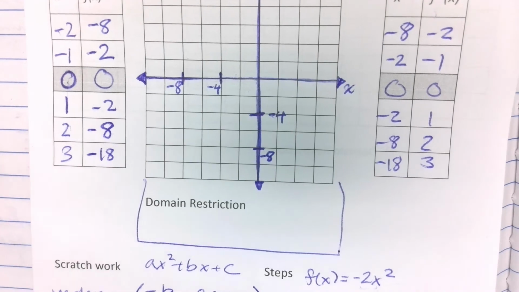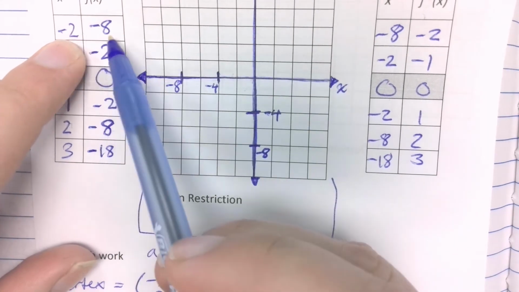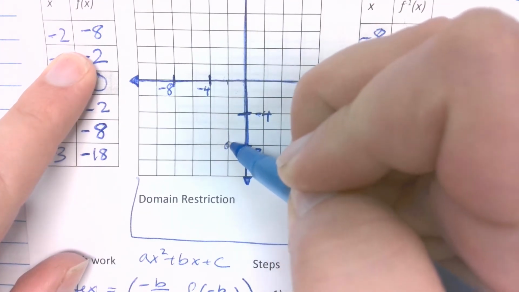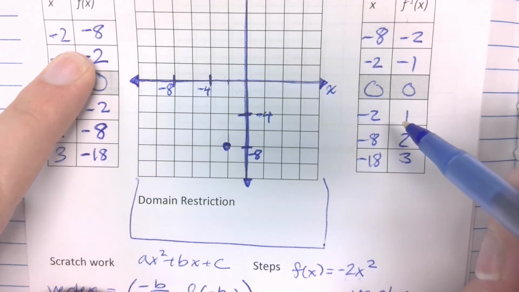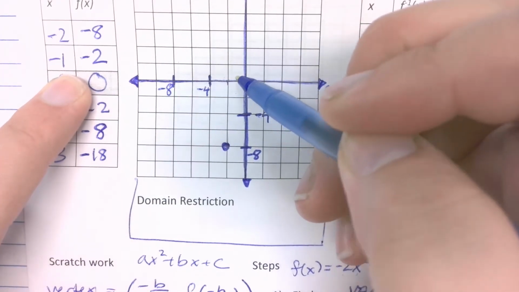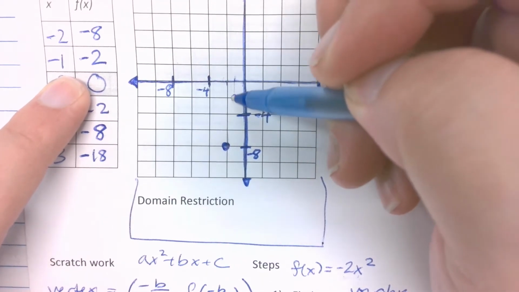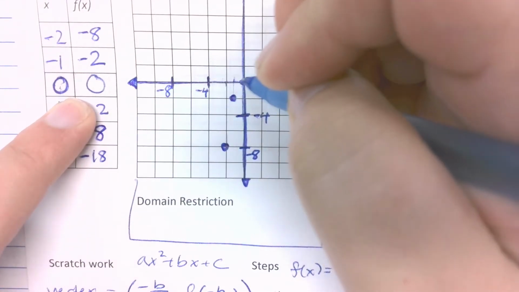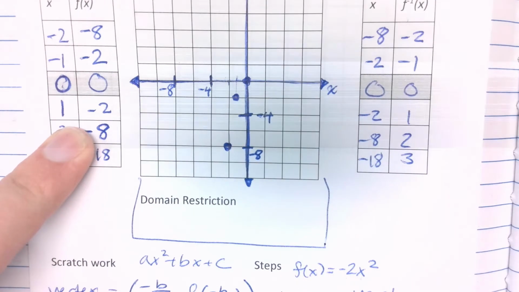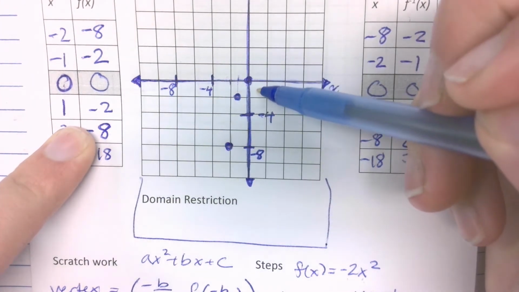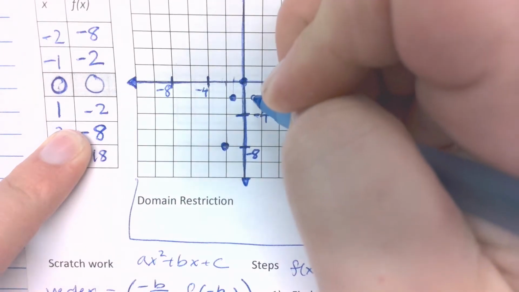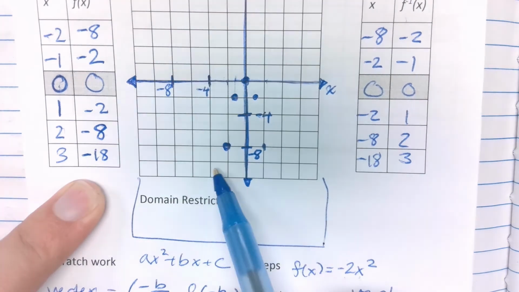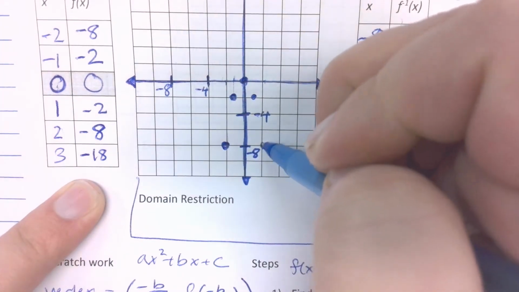Now plotting the points. -2, -8. So I'm going to go over 2, down 8, and I'm going to put a dot. I'm going to go over 1, so that means it's halfway, and down 2. 0, 0 is easy. Over 1, that means I'm going to go half, down 2. Over 2, down 8. And there's not room for me to go to 3, -18, but it's good to know.